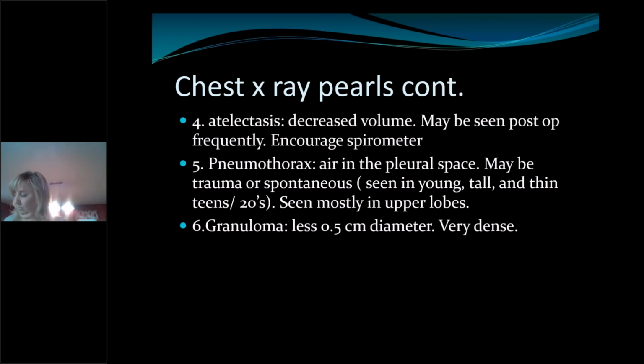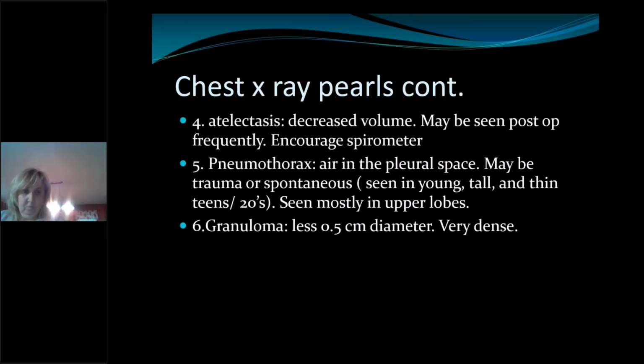Atelectasis, most of you know this, pretty common. Decreased lung volume, very common post-operatively. Really just cough, deep breathe, spirometry, things like that. Pneumothorax, air in the pleural space. These can be traumatic, as most of you know. Obviously, somebody gets pierced in the chest, shot in the chest, bow and arrow in the chest. It's kind of a bad day.